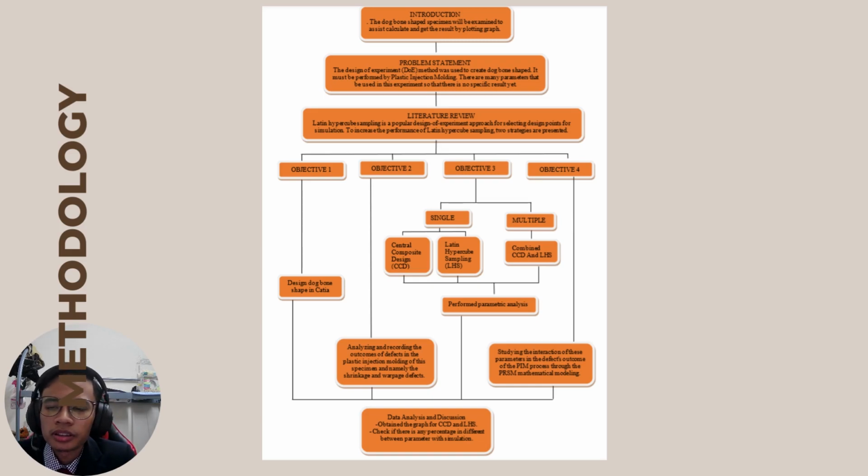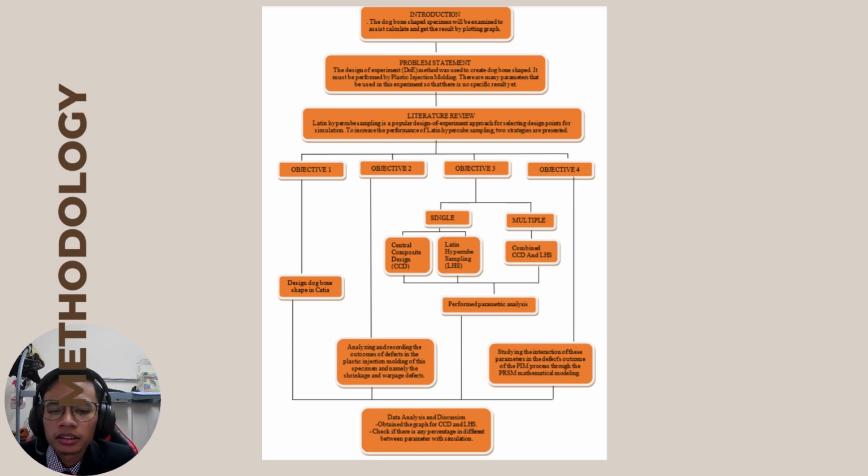So firstly, it must have an introduction. Second, problem statement. The design of experiment method was used to create the dog bone shape. It must be performed by plastic injection molding. There are many parameters used in this experiment so there is no specific result yet. So that is my problem statement for this study.